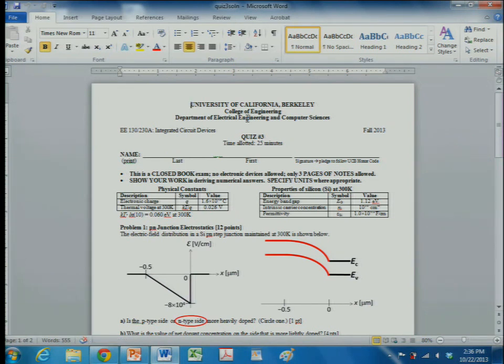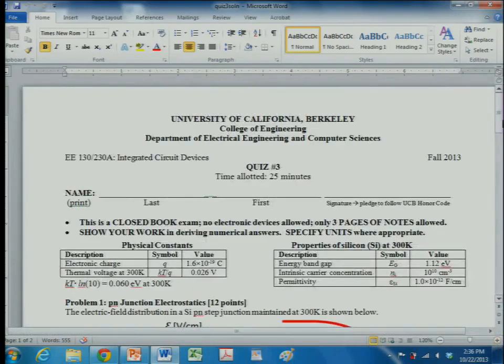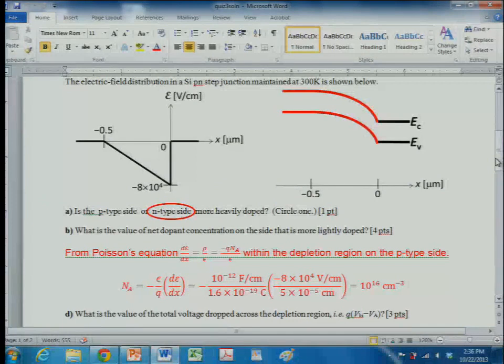Let's quickly go over the solutions to the quiz that you just underwent. This entire quiz is about a PN junction diode. I hope you realize that. So electric field distribution is given here.